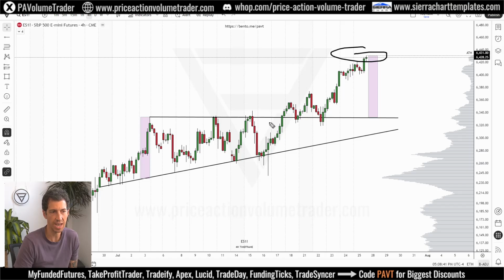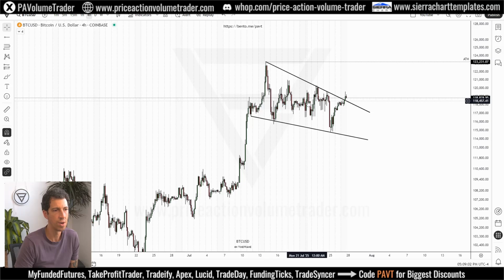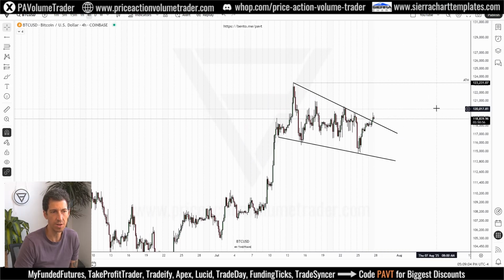So again, this is an ascending triangle. We measure from the upside resistance down into the trend line below, and then we just do the measure move on that, okay? Next example we have on Bitcoin, okay?